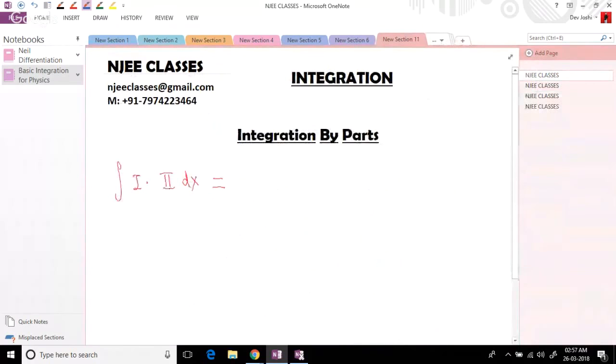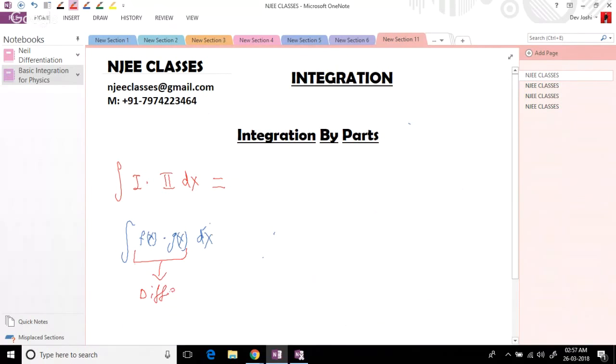Next we have to understand integration by parts. By parts means when we have two functions like f(x) into g(x). So suppose we have two functions like that, the integral of f(x) multiplied by g(x). But remember that while applying this formula, these two functions must be different functions, not the same variety of functions.